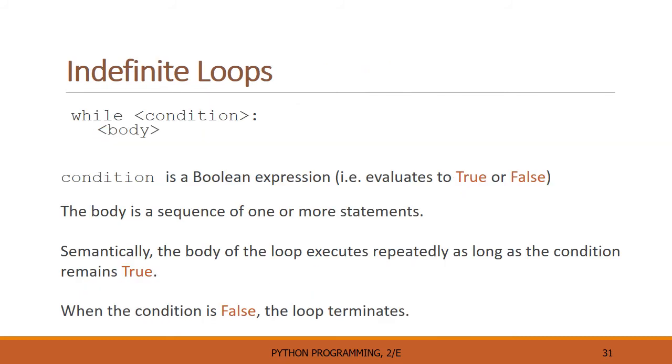An example of an indefinite loop is a while loop. The general format of a while loop is while some condition, then you have a body, where the condition is a Boolean expression, so it evaluates to either true or false. And the body is a sequence of one or more Python statements. Semantically, the body of the loop executes repeatedly as long as the condition remains true. As soon as the condition becomes false, the loop terminates.